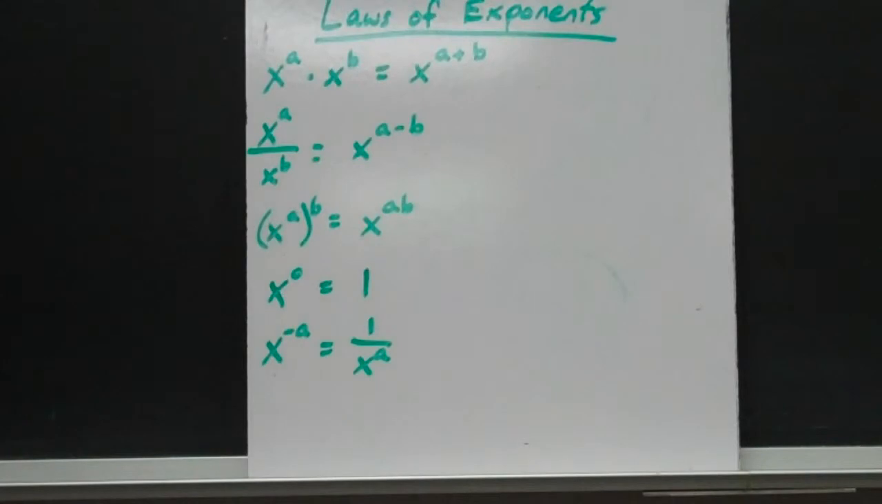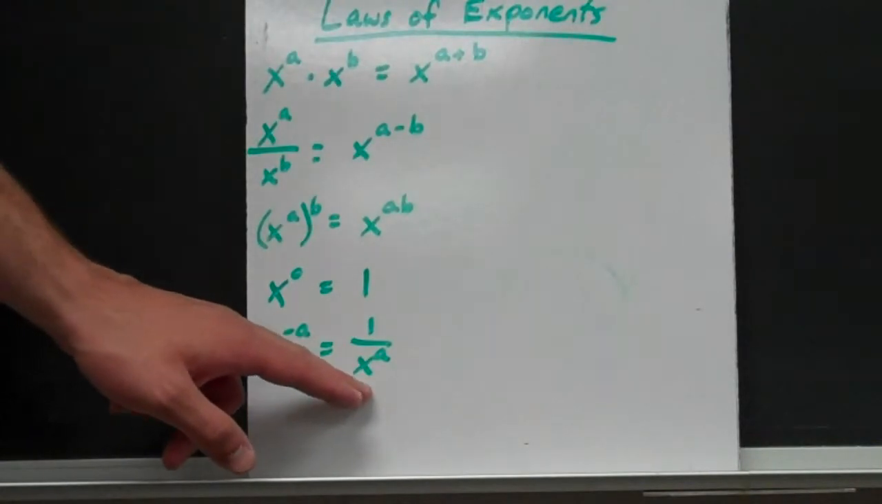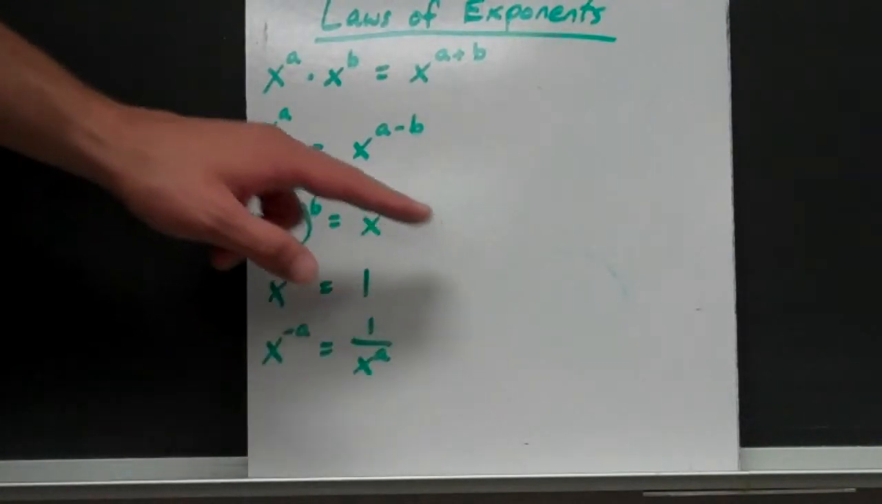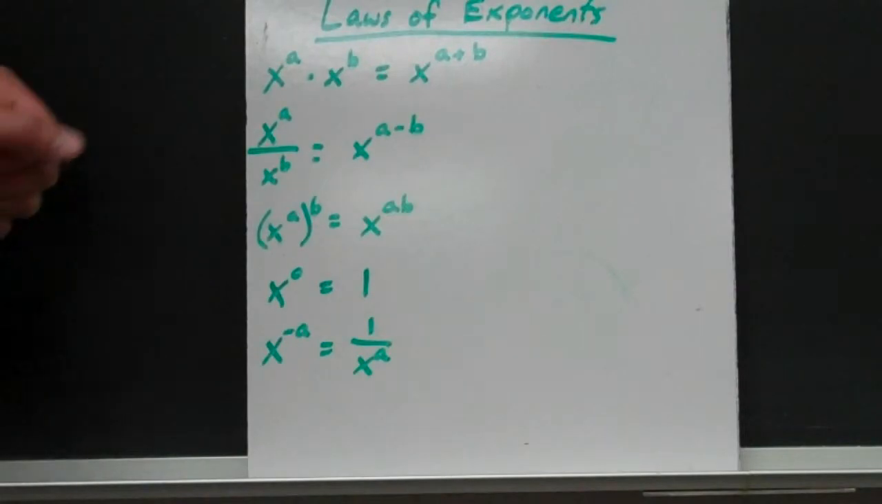Anything to the 0 power is 1, so x to the 0 is 1. And if we have something to a negative power, like x to the negative a, we can rewrite it with a positive power, but we have to move it to the opposite side of the fraction. So right now, x to the negative a would be in the numerator. To make it positive, we have to move it to the denominator, so it becomes 1 over x to the positive a. If we had x to the negative a in the denominator, to make it positive, we would move x to the positive a into the numerator.